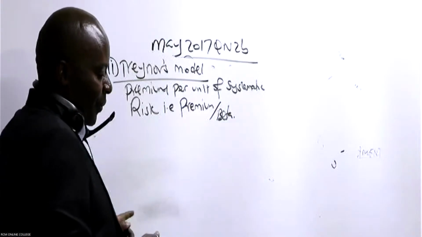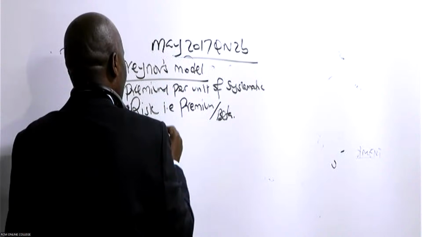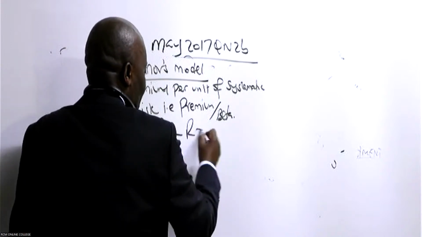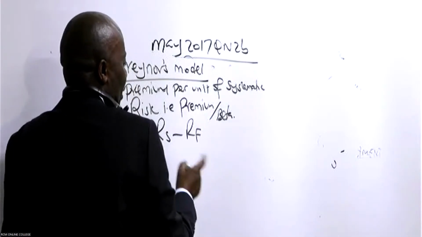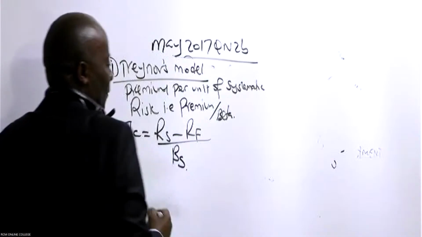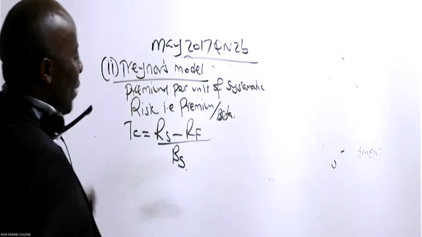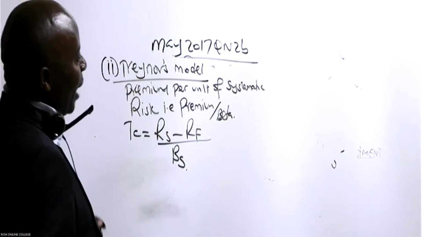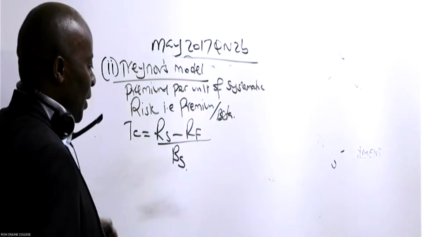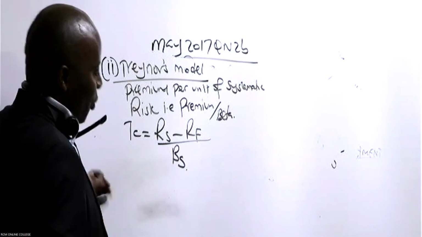So anytime they want us to give them the Treynor's coefficient, we shall take the returns of the security minus what here, somebody? Risk-free. But now we divide this by beta of the security. But in this question, the examiner never gave us beta. I'm using this opportunity to teach you how we calculate this beta, which is a measure of systematic risk. How do we get this beta?